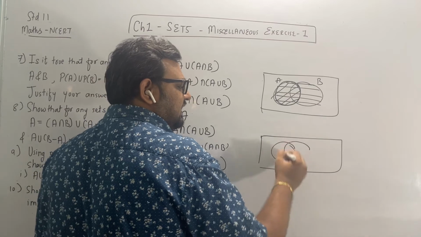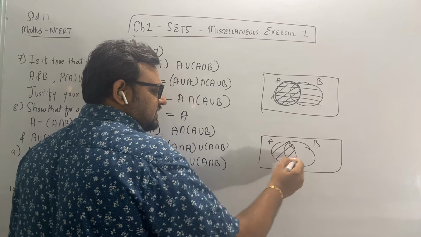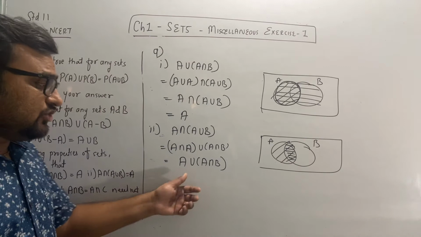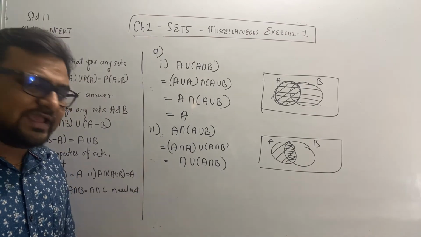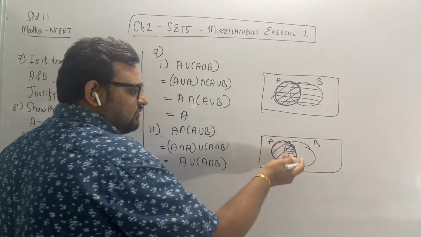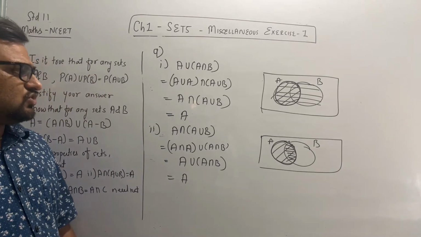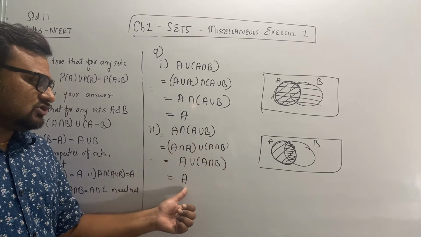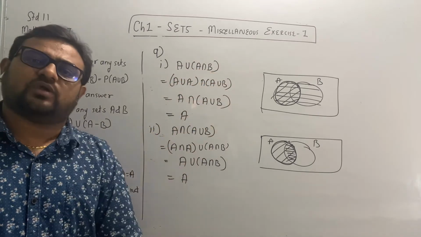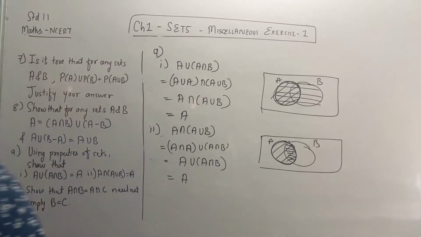Again, if I draw the Venn diagram, what is A? This is set A. A intersection B, this is A intersection B. Now its union means you don't have to count, you have to take all the elements. So if I take all this shaded region, what is this? This is A. Clear? So A intersection A union B is also equal to A, and A union A intersection B is also equal to A. Clear? So note down question number 9.